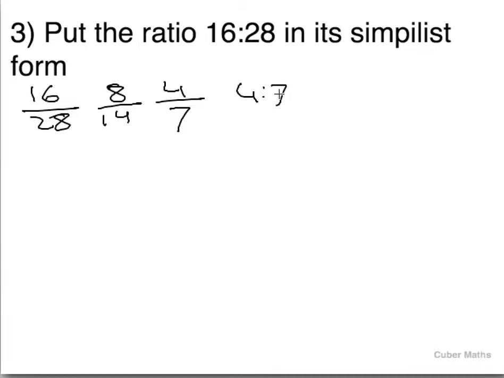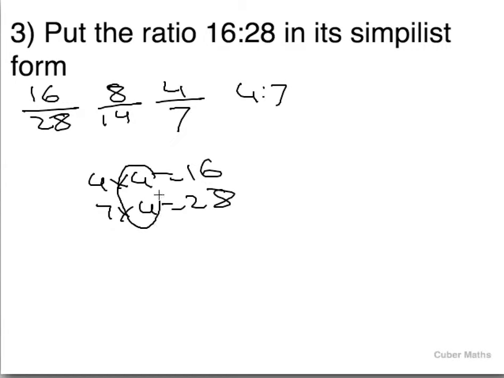And to make sure that works, we can times them back into the numbers. So 4 times by 4 is equal to 16. So that means 7 times by 4 is equal to 28. And as long as these two multiplies here are the same, you know you've done your cancelling out correctly.